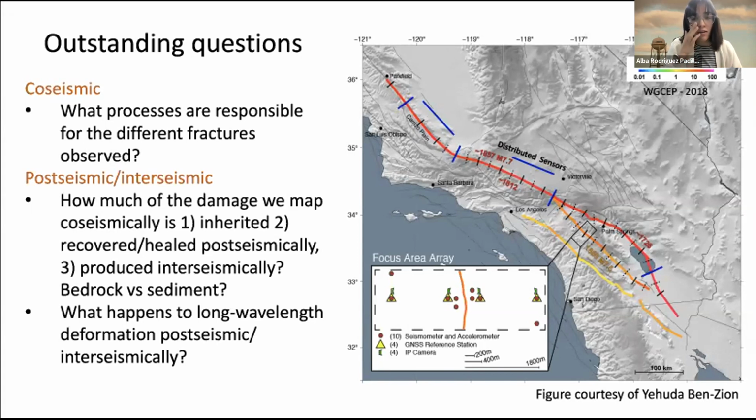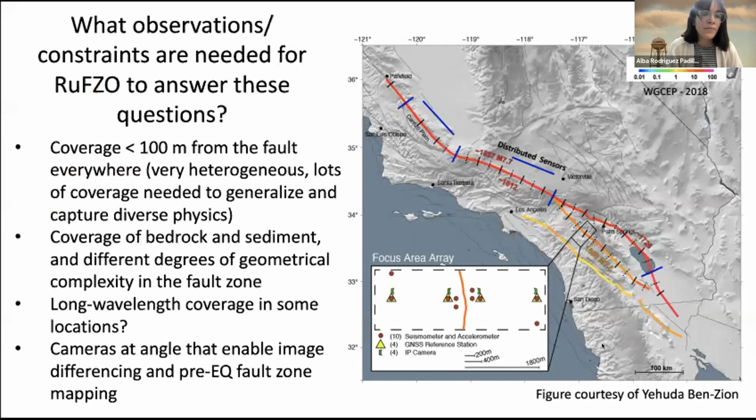And then we've seen from work by Yehuda that damage can even be produced interseismically. This is seen in background seismicity. So is that something we can capture at the surface to understand in comparison to our very high resolution co-seismic data sets? And last, what is happening to these long wavelength deflections that are extremely subtle and hard to image, even co-seismically? What's happening to those post-seismically, interseismically? Addressing that needs really high resolution data.